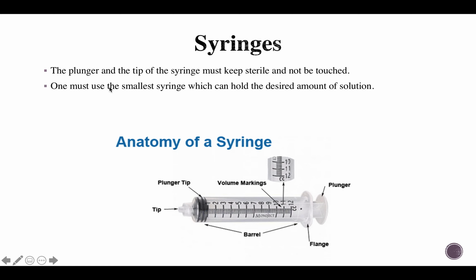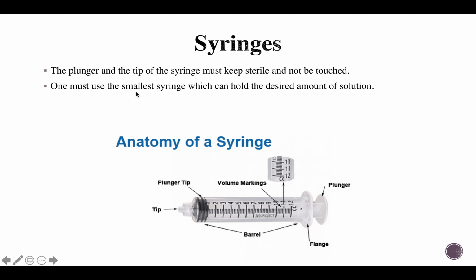The plunger and the tip of the syringe must be kept sterile and not be touched. Here's the plunger, and all the way inside, it's called the plunger, and here's the tip of the syringe. These two are considered critical areas of the syringe. We must, under any condition, not touch them.